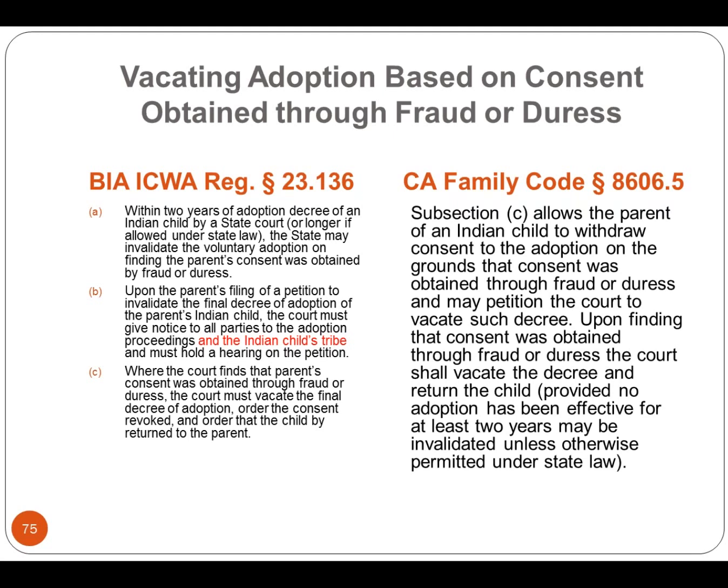Upon the parent's filing of a petition to invalidate the final decree of adoption of the parent's Indian child, the court must give notice to all parties to the adoption and the Indian child's tribe and must hold a hearing on the petition. Where the court finds that the parent's consent was obtained through fraud or duress, the court must vacate the final decree of adoption, order the consent revoked, and order that the child be returned to the parent.